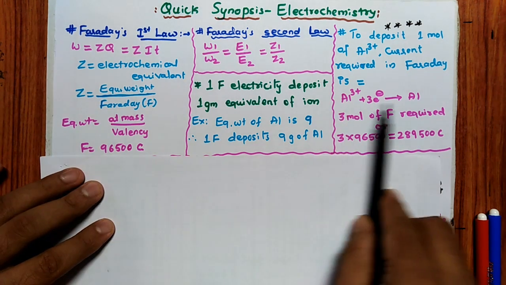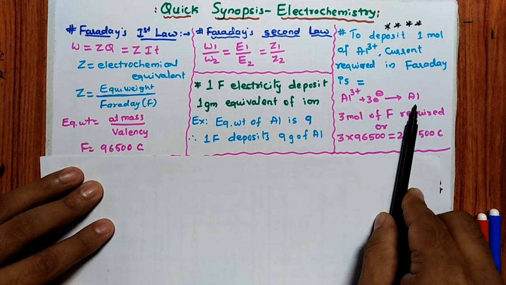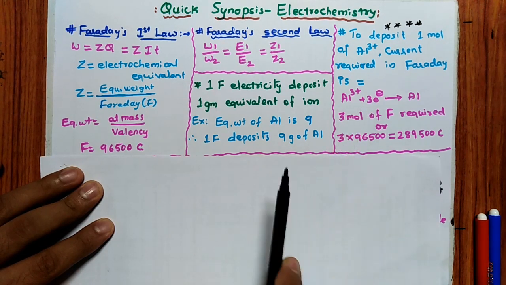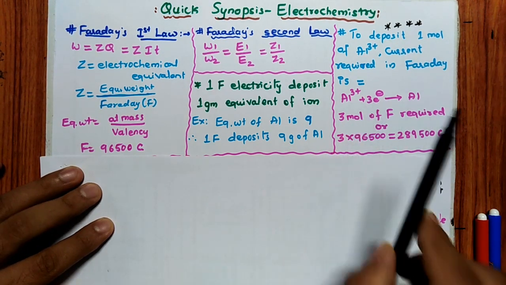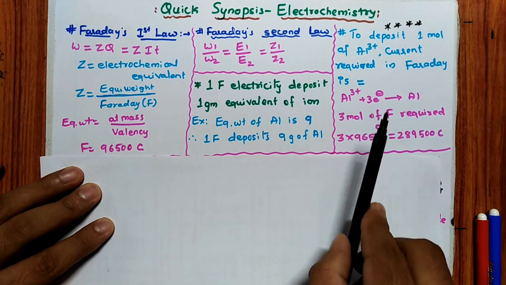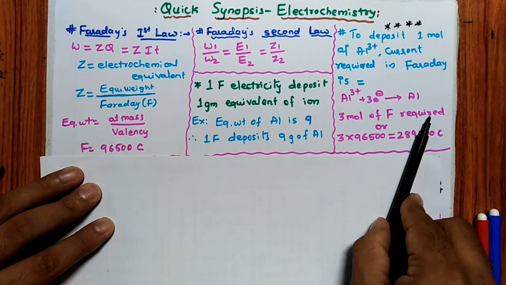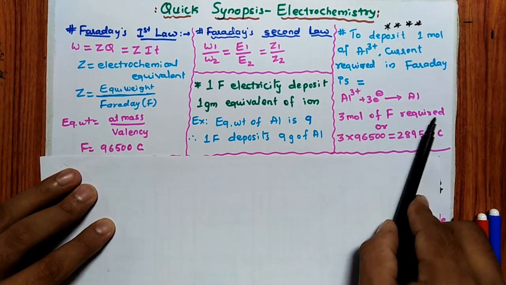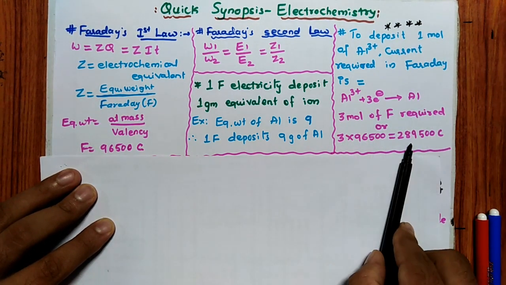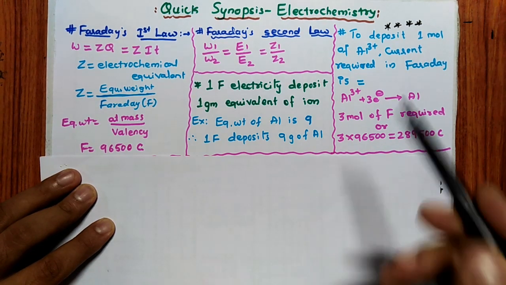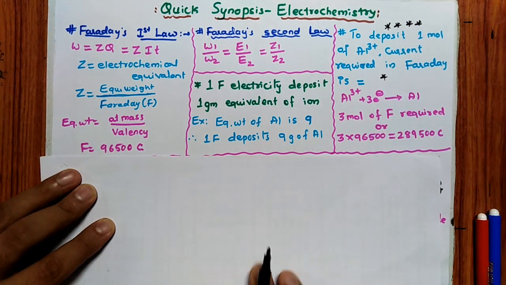See, Al3+ undergoes reduction to form aluminium by gaining 3 electrons, correct? Gaining 3 electrons means 3 mole of electrons. 1 mole of electrons is equal to 1 Faraday. So 3 mole of electrons is equal to 3 Faraday required. So for 1 mole of aluminium 3+ to reduce, 3 Faraday is required. So 3 into 96,500, you are going to get 2,89,500 coulombs. Very important type of question, remember.